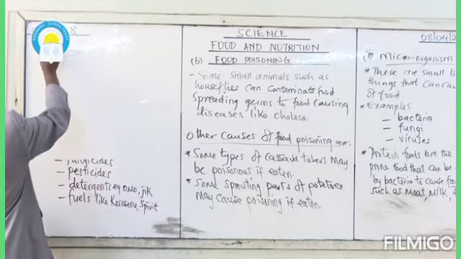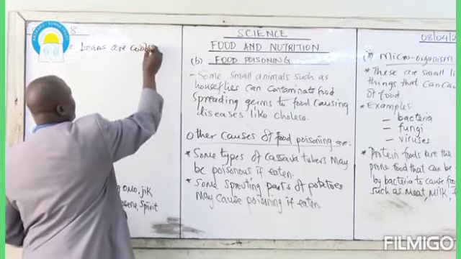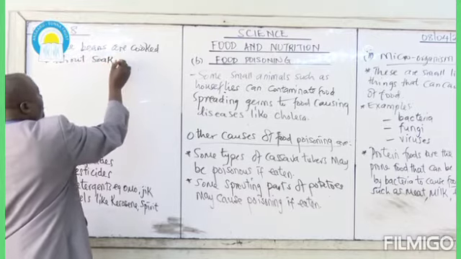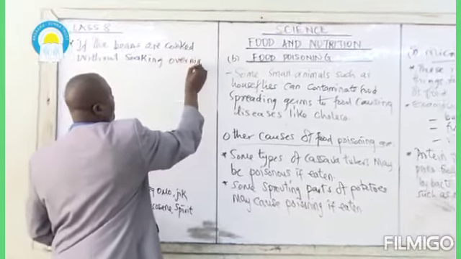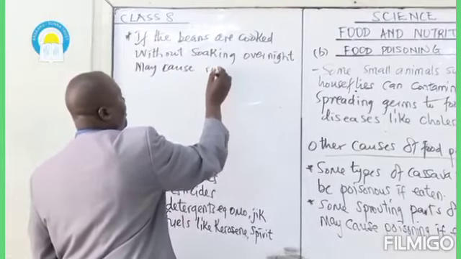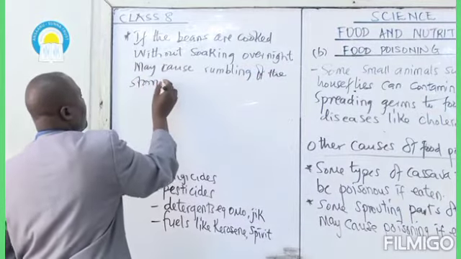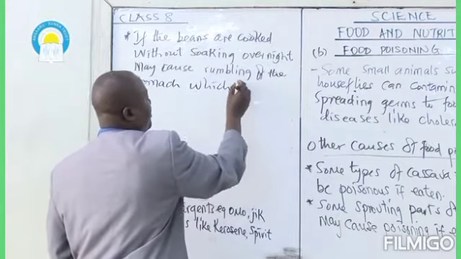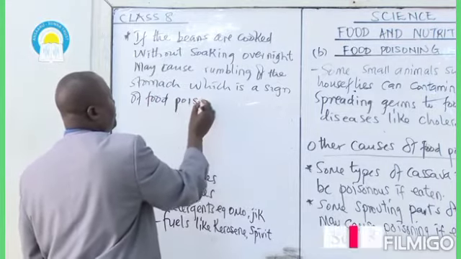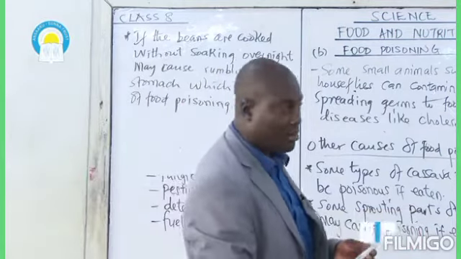So, if the beans are cooked without soaking overnight, they may cause rumbling of the stomach, which is a sign of food poisoning. So those are some of the examples of causes of food poisoning.